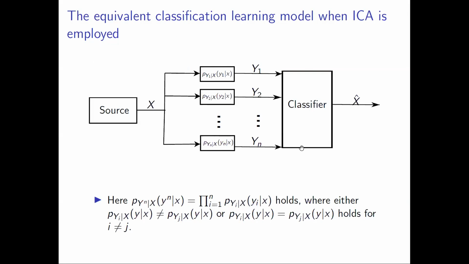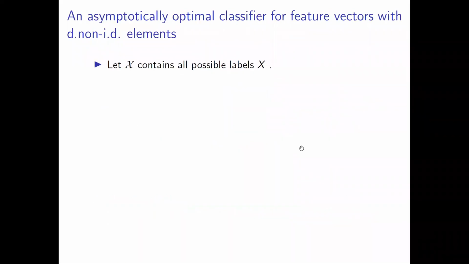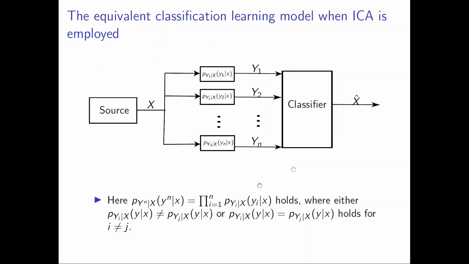Okay, so until here is the tutorial part of the paper. So this is basically the magazine part of the talk. Now I will present the technical paper. I will present an asymptotically optimal classifier for when the feature vector has independent and non-identically distributed elements. So I will present an asymptotically optimal classifier for this problem, when the features are independent.